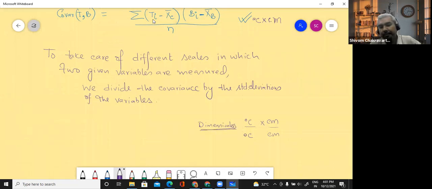And dividing by the standard deviation takes care of different scales. Whatever may be the scales, we are dividing that value by the standard deviation. That is, we are standardizing it. So in terms of notations, to take care of different scales in which given variables are measured, we divide the covariance by the standard deviations of the variables and get the correlation.